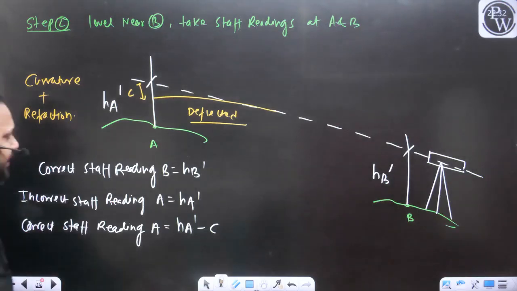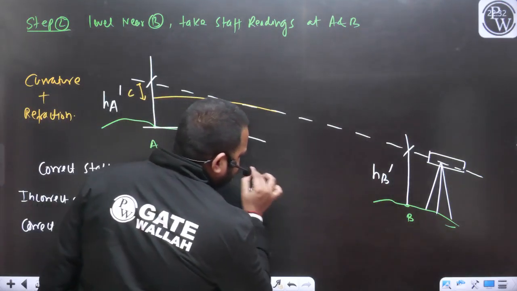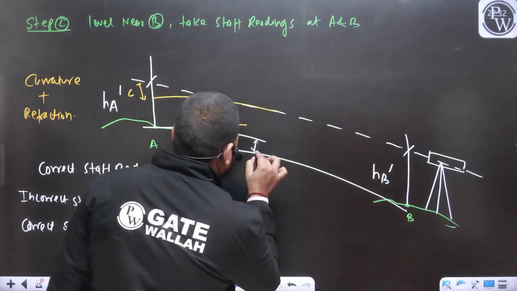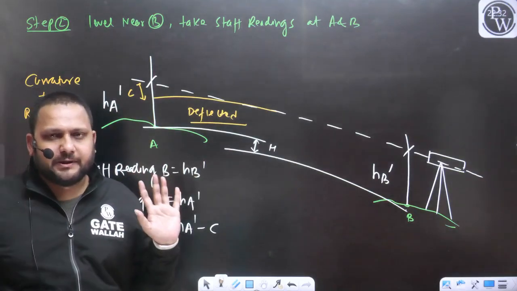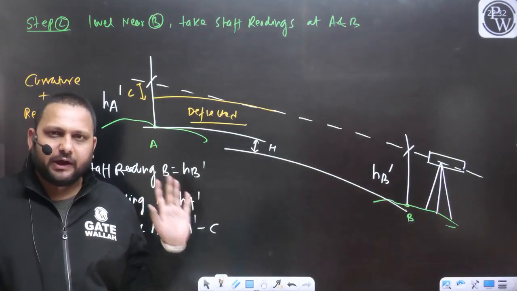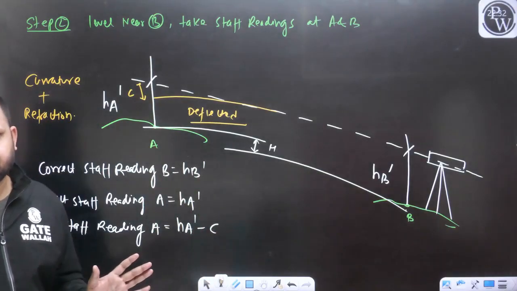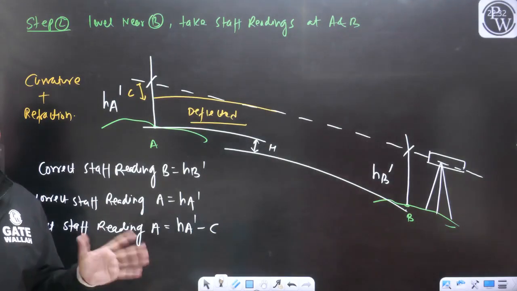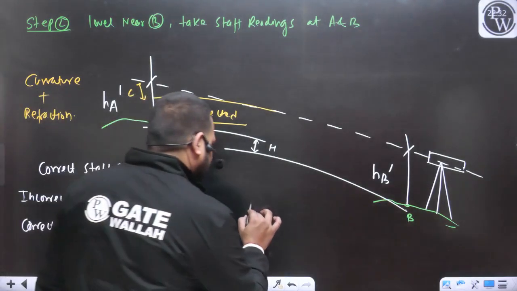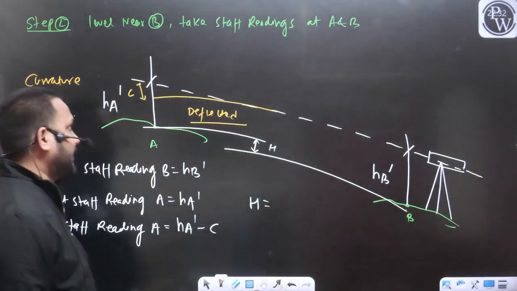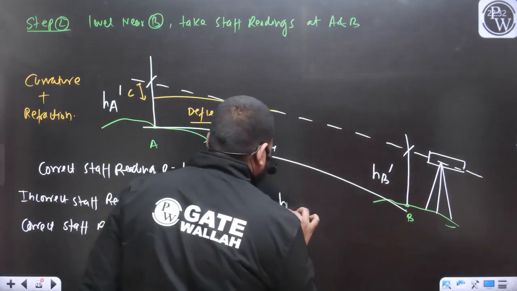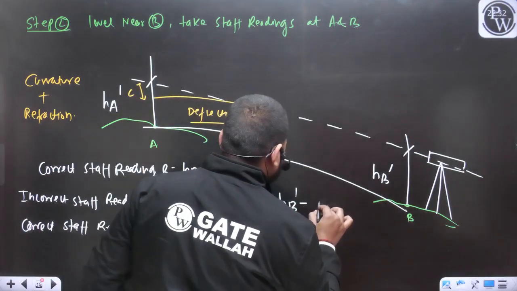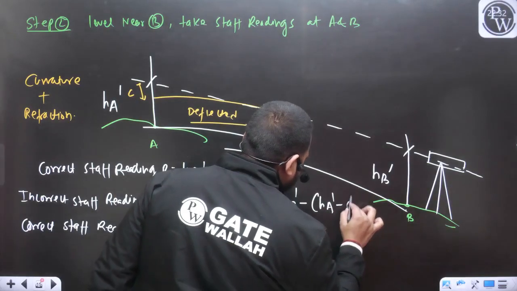Now again, if I want to find out the elevation difference between the point A and B, we are just shifting the instrument from point A to point B. Yes or no? Point A and point B are fixed. So there will be no change. So now can I find out this elevation difference between the point A and B from the step 2? So this is going to be nothing but HB dash minus HA dash minus C.